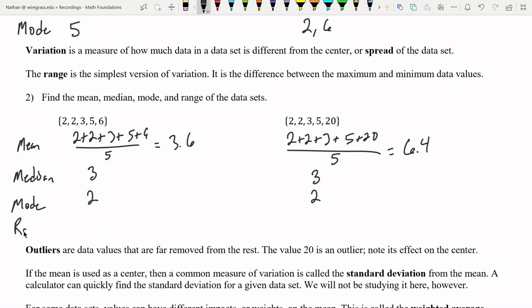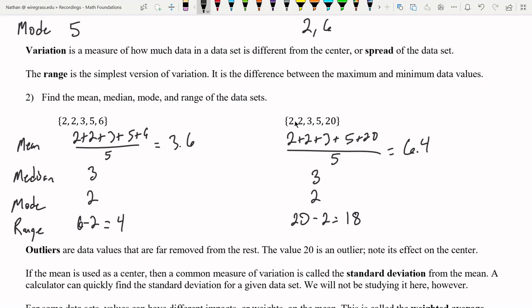And finally, the range is just the highest value minus the lowest value. 6 minus 2. Doesn't matter which 2 you choose, they're both the lowest value. So that means the range here, the spread of this data, is 4 units. And here the highest value is 20, lowest value is 2. So the range here is going to be 18. This has a much higher range than this one, meaning this data set is more spread out than this one. Now, outliers are data points that are far removed from the rest.